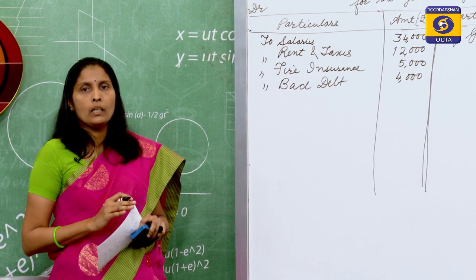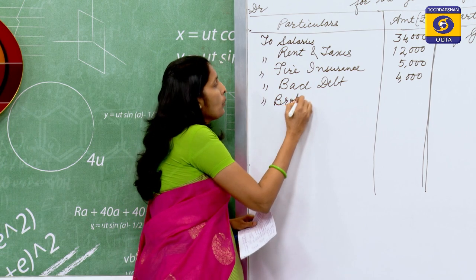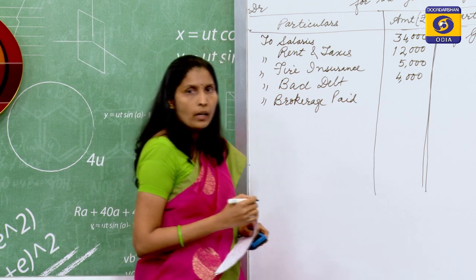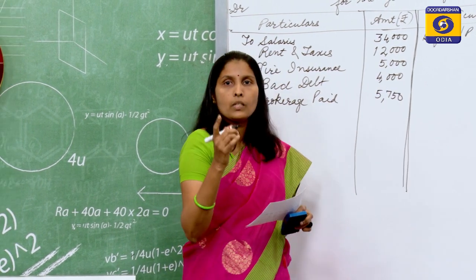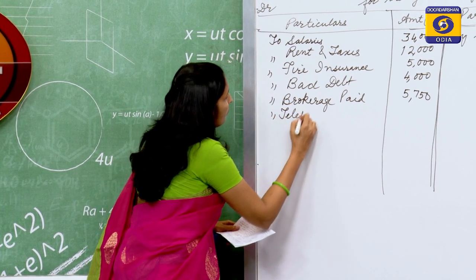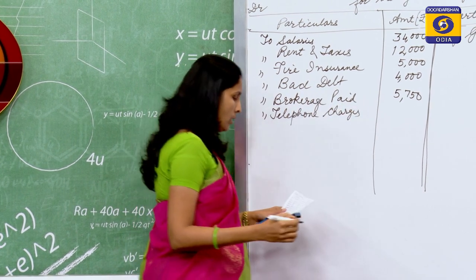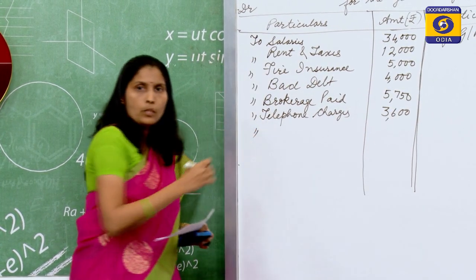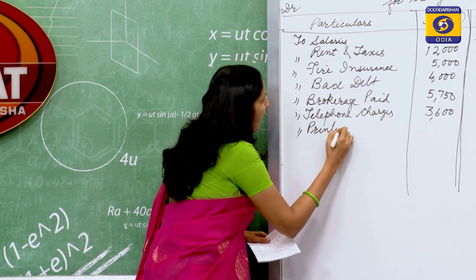Capital will not go to the PL account. Brokerage paid. So, brokerage paid is an expense. We will write the brokerage paid. The brokerage paid amount is rupees 5,750. Next we have telephone charges. So, to telephone charges, the amount given to us is 3,600. Next expense we have is printing and stationery. So, we will write printing and stationery.